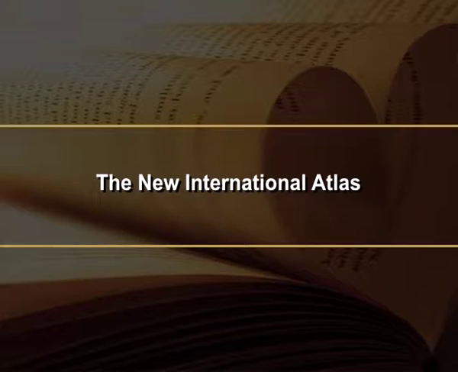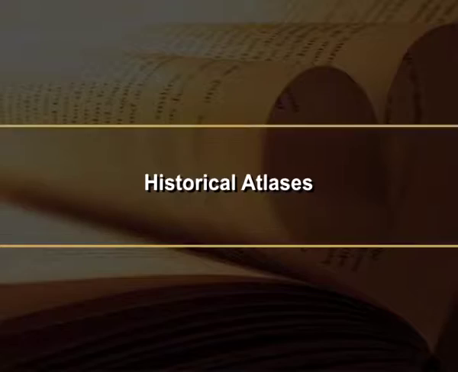The New International Atlas. It is published by Rand McNally Company, Chicago. It consists of 300 maps. It also consists of illustrations, diagrams and brief articles on topics like weather, geology, oceans, etc.